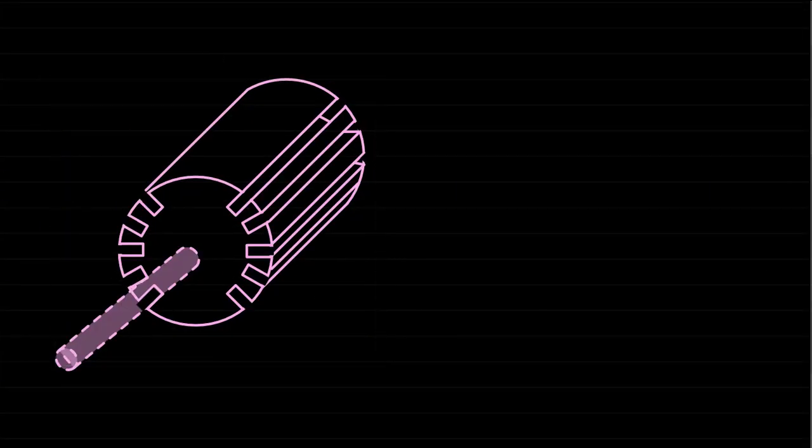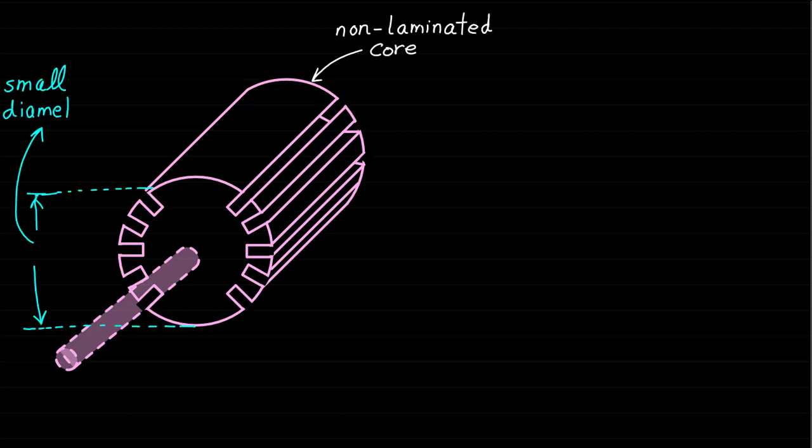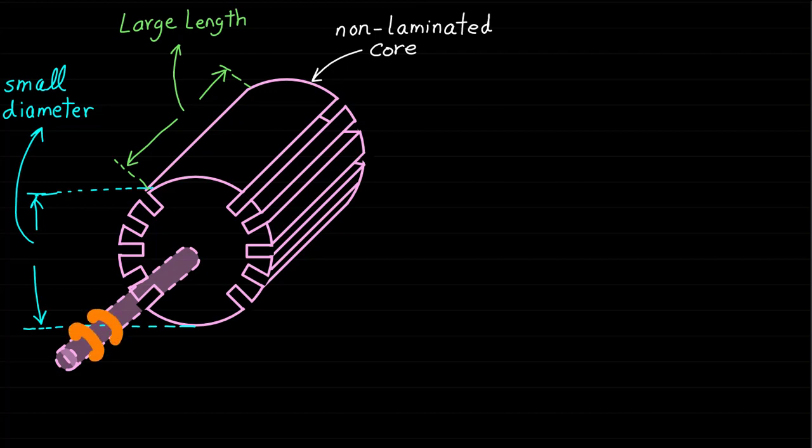In case of cylindrical pole or non-salient pole rotor, the rotor core is usually made of non-laminated solid core of magnetic material, and they are usually small diameter and have large length. The field winding of the cylindrical pole rotor is distributed winding. Distributed winding type means that the winding is distributed in different slots, as shown.